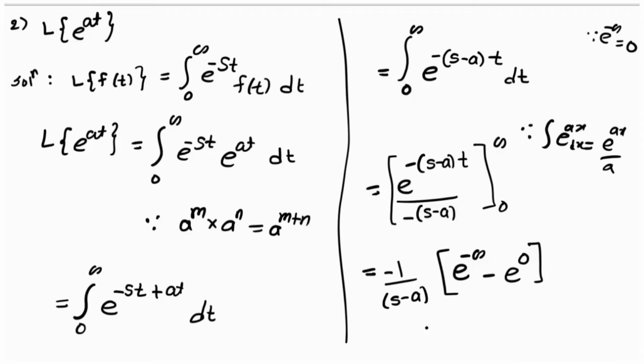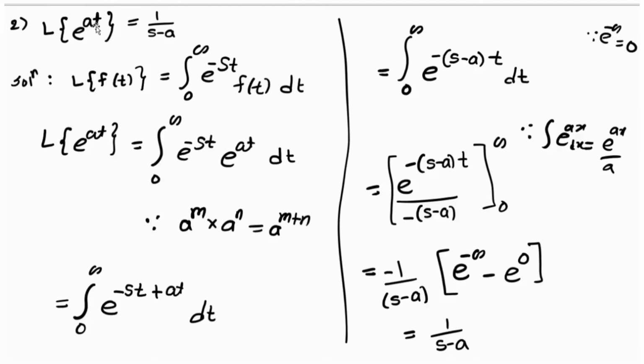So this is 0 and this one is minus 1. Ultimately it is 1 upon s minus a. Hence the Laplace transform of e raised to the power at is 1 upon s minus a. And using this formula we can write the third formula also. Laplace of e raised to the power at is 1 upon s minus a by our second formula.